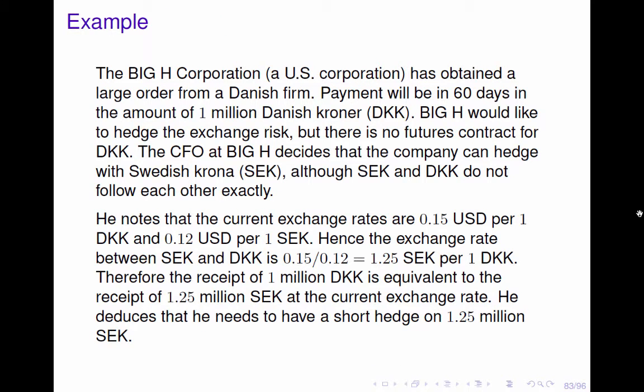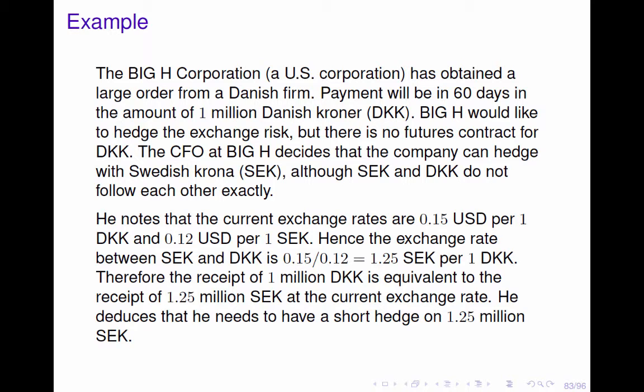Now let's take a look at an example. The Big H Corporation, a US company, has obtained a large order from a Danish firm. Payment will be in 60 days in the amount of 1 million Danish kroner, DKK for short. Big H would like to hedge the exchange risk, but there's no futures contract for DKK. The chief financial officer at Big H decides that the company can hedge with Swedish krona, SEK for short. Although SEK and DKK do not follow each other exactly, they are highly correlated.